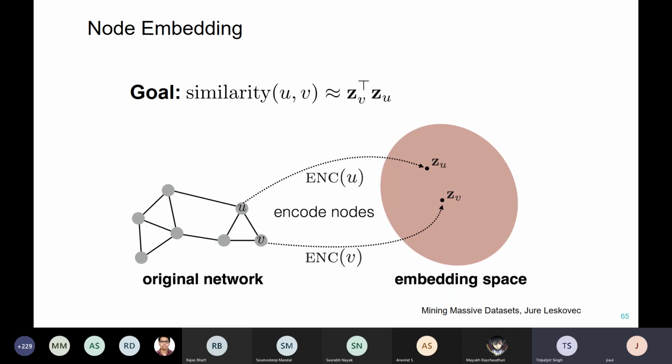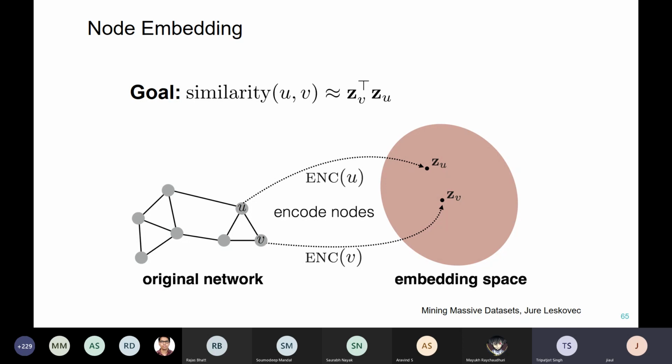Okay, on the embedding space. So what we really want to do is approximate the similarity between two nodes U and V from the original graph in terms of the dot product. Okay, so Z_V transpose Z_U is essentially the dot product between two vectors. That would be our ultimate objective.